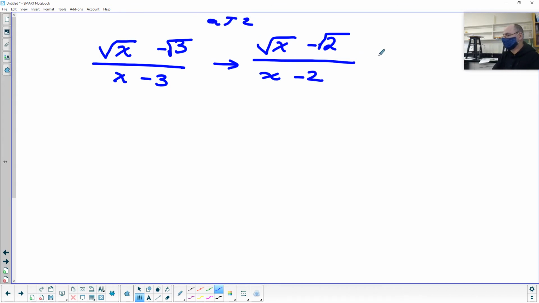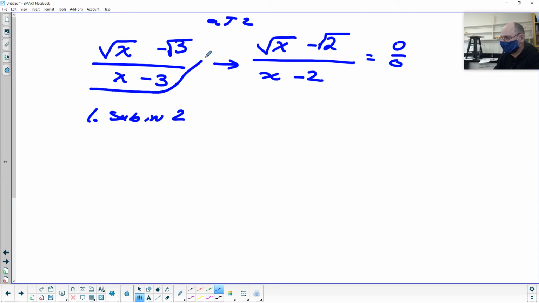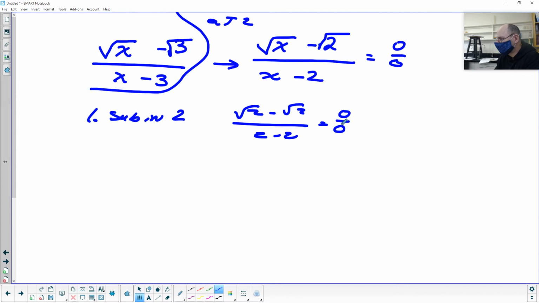So if I put a 2 in there, it's going to be equal to 0 over 0. So test 1, first thing is sub in the 2. So this is yours, but I'm doing a similar one with just different numbers because I don't want to do the exact same answer. So I'm going to sub in the 2. So it's root 2 minus root 2 over 2 minus 2. 0 over 0. That means right now it fails.